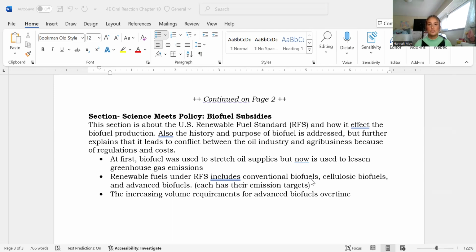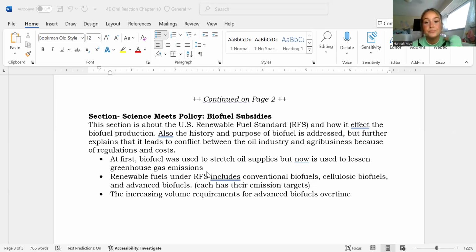Biofuel at first was used to stretch oil supplies, but now it's used to try to lessen our carbon emissions or greenhouse gas emissions. RFS actually includes conventional biofuels, cellulosic biofuels, and advanced biofuels. Each of these has a target that they must stay in or get to for their own emissions. And the last thing, it just talks about the increasing volume of requirements for advanced biofuels over time, how it has just become more advanced and better overall.